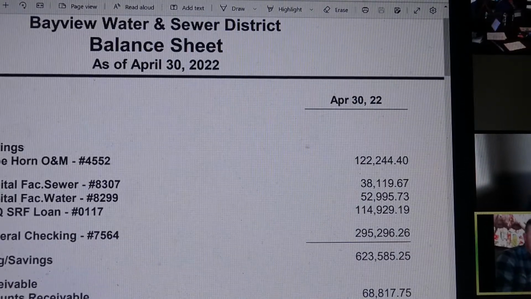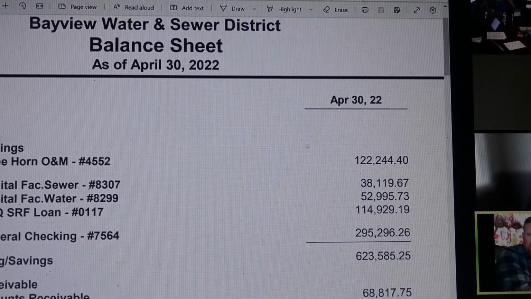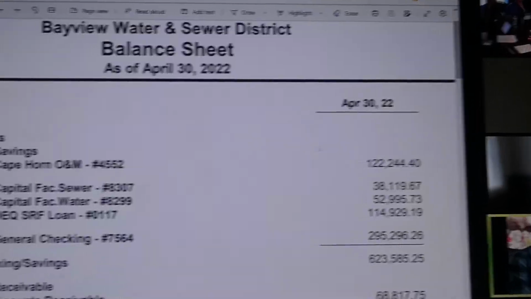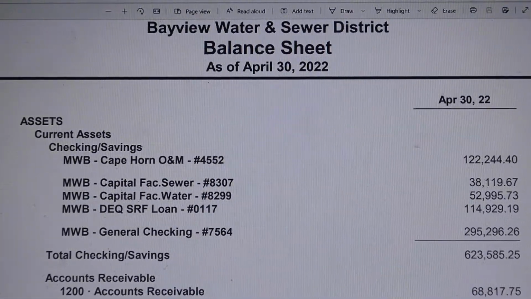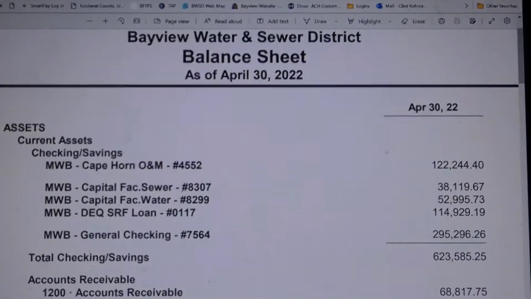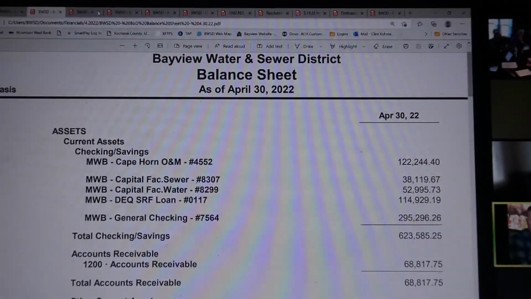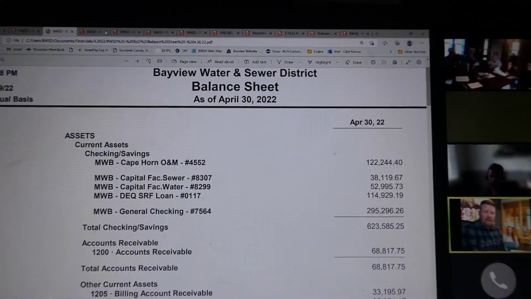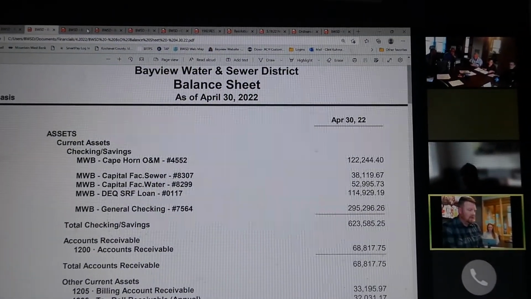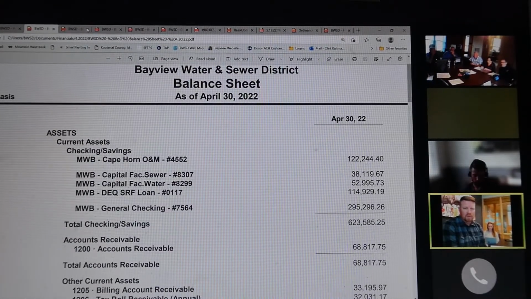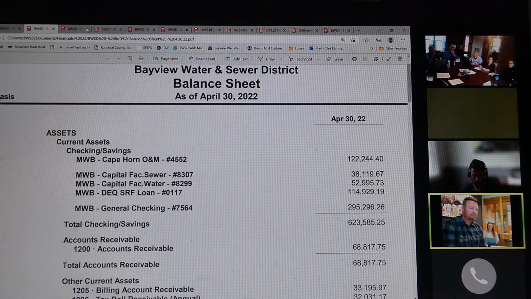Feel free to ask questions if you have questions along the way. But I'm just going to go ahead and present the financials. We'll look at a balance sheet. We'll look at your income statement by source. We'll be able to see it by sewer and by water. And then we're going to have a brief look at our statement of cash flows, which is where we're going to understand the total inflows and outflows of our cash.